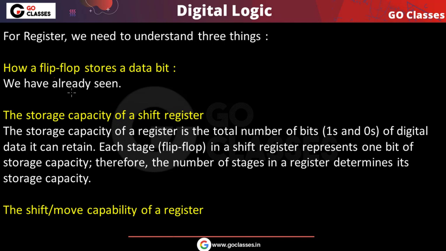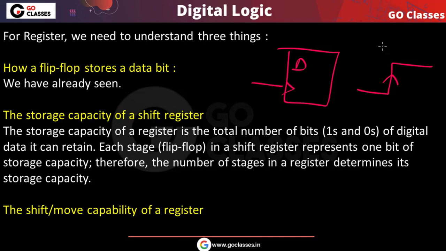How a flip-flop stores the data, this you already know. We have already seen that one flip-flop can store 1 bit of data. This is your D flip-flop. Whenever the clock goes from low to high, let us assume this D flip-flop is positive edge triggered, it means that whenever the clock goes from low to high, this input data will be available on the output. So this we have already seen, how a flip-flop stores a data bit.